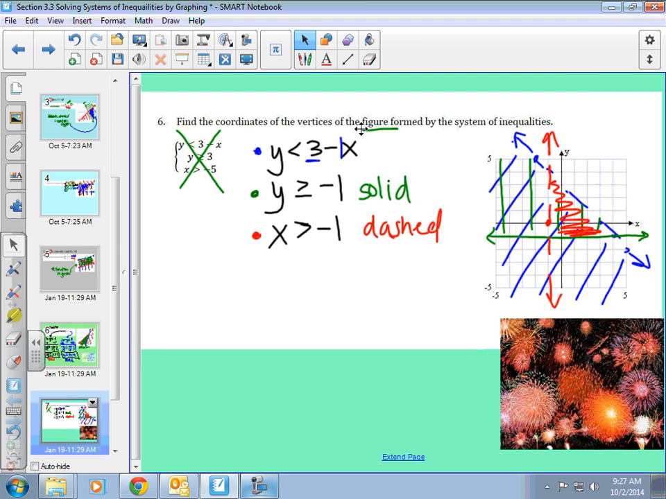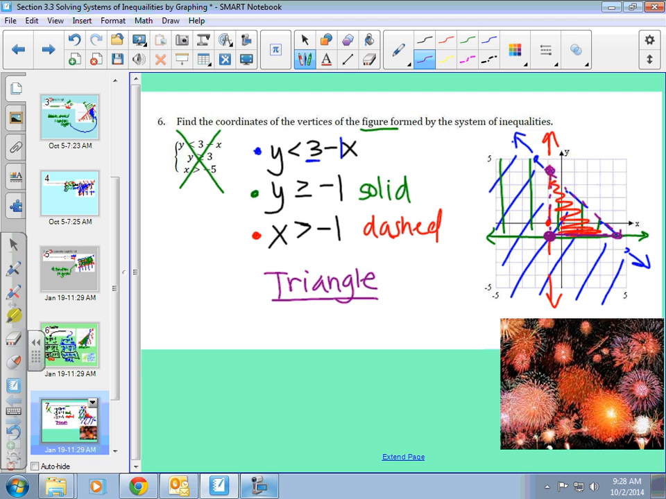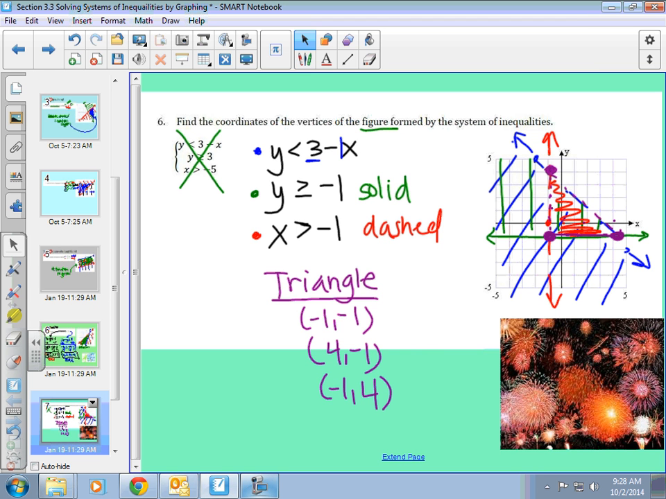Where I have the red is actually where it is the solution, so in this area where I'm going over with the purple. So what it wants is the vertices of the figure formed. Well, the figure formed, I hope you can see it, is a triangle. And the vertices, well, this point right here is -1, -1. Up in the far right, we have 4, -1. And then my last one at the top, I have -1, 4. So there are the vertices of my triangle.